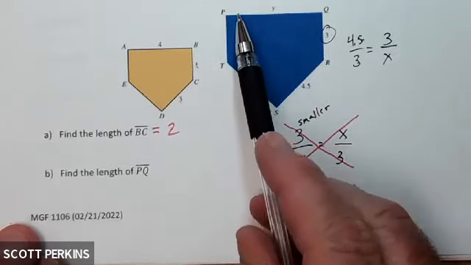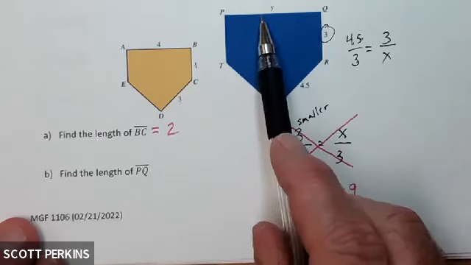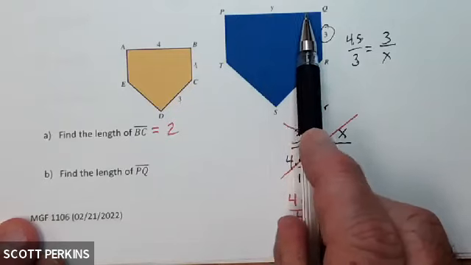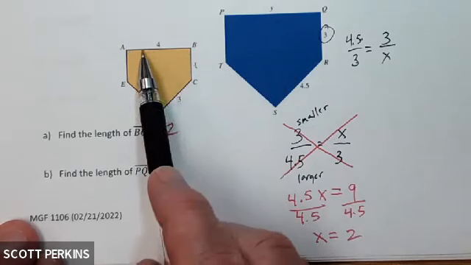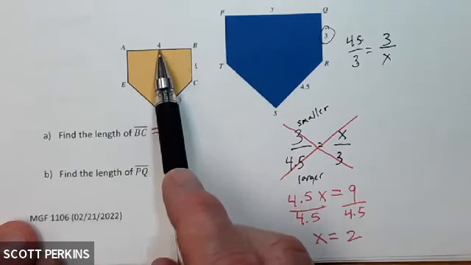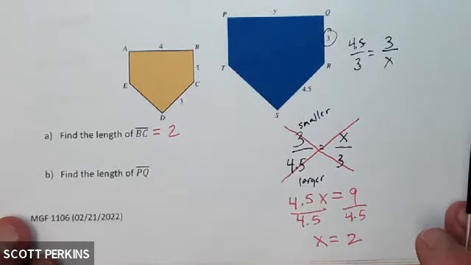Right, so PQ is at the top of the larger figure. It's labeled Y. Its corresponding side on the other pentagon is AB, and it is labeled 4. Okay, so that gives me everything I need to set this up.